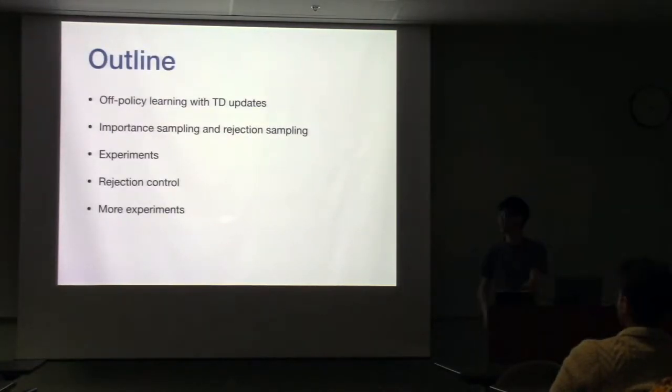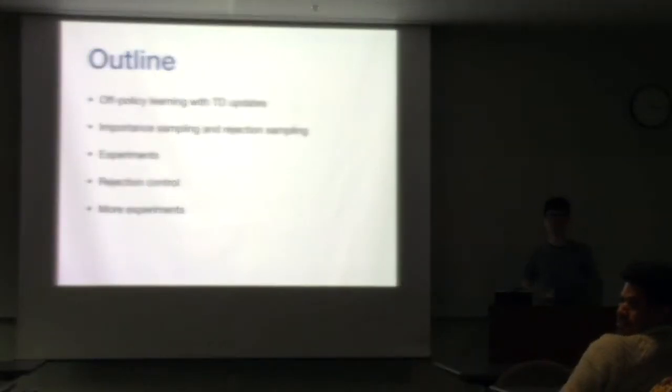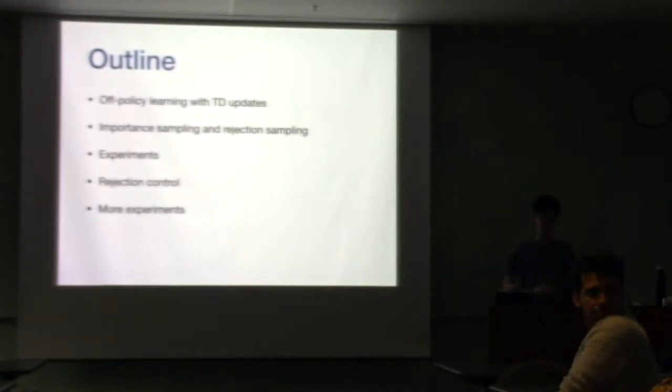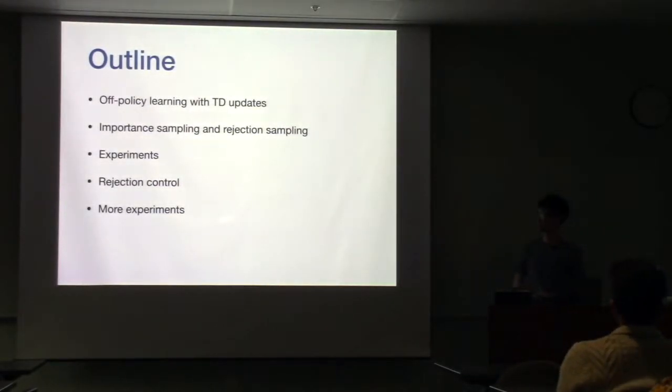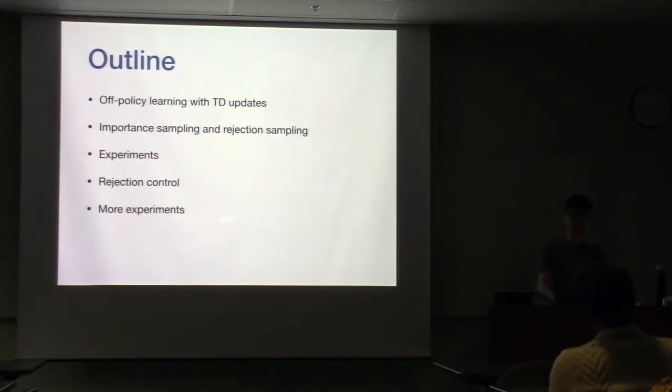So here's the outline of the talk. I'll first talk a bit about doing TD updates off-policy. Then I'll review importance sampling, and then introduce rejection sampling, show some experiments comparing both, and then I'll talk about a different algorithm called rejection control and show a couple more experiments.